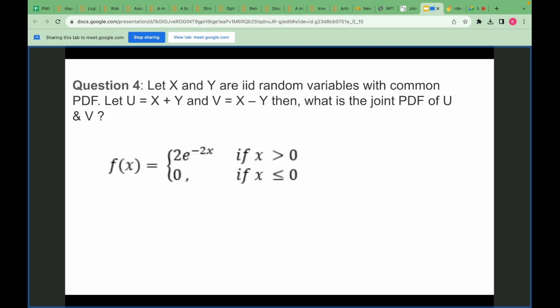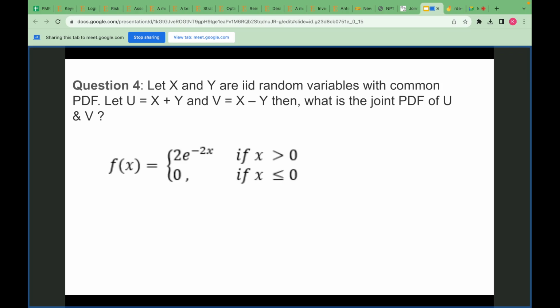So here x and y are IID random variables, which is independent identically distributed random variables, where x and y both have the same distribution function. So here it is given for f x, and for f y it is the same. It will be 2e to the power minus 2y if y is greater than 0, and if y is less than 0 it will be 0. So now we are given two functions. One is u equal to x plus y and v equals x minus y. Then we need to find the joint PDF of u and v.